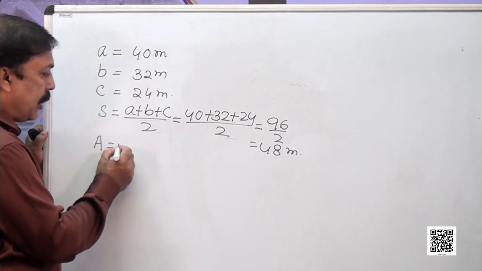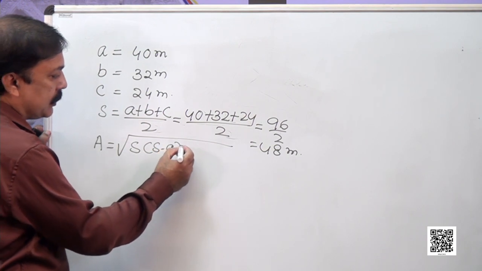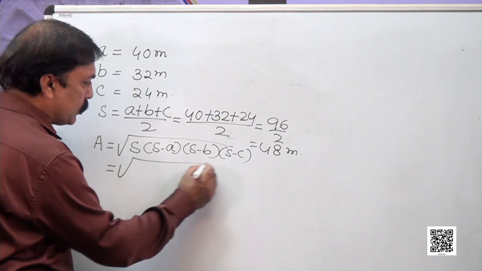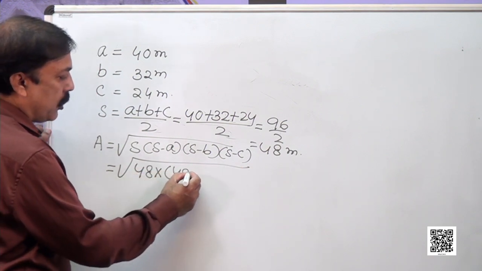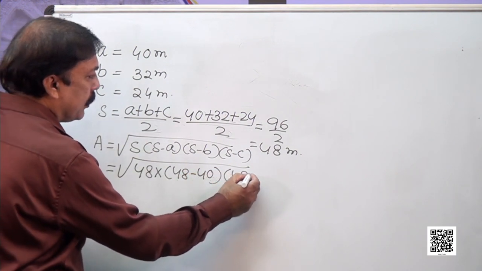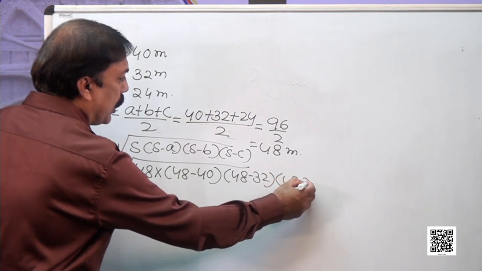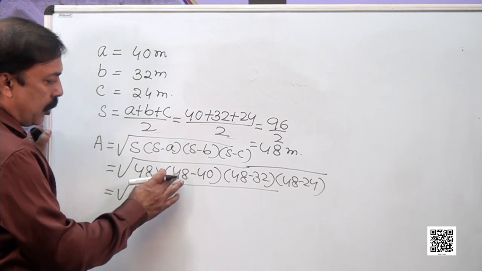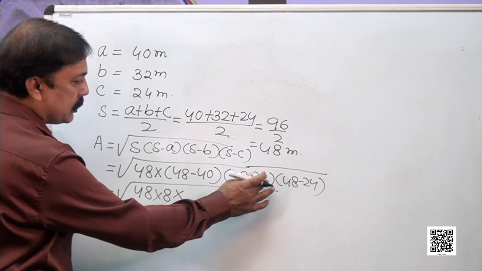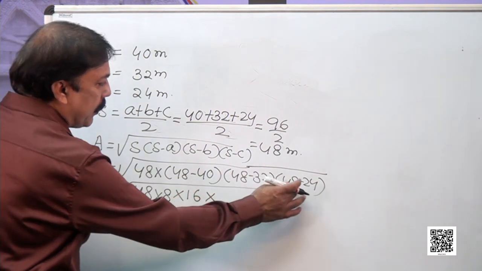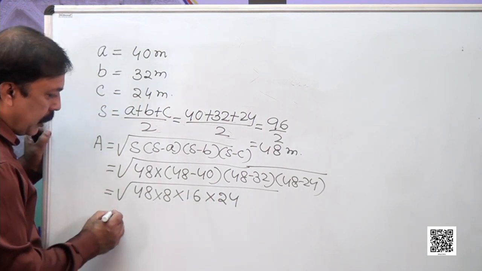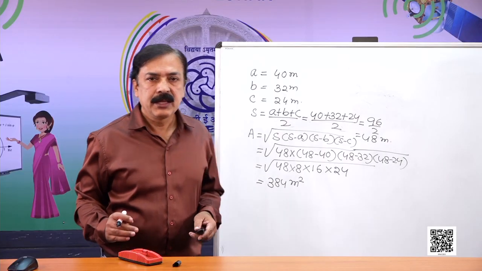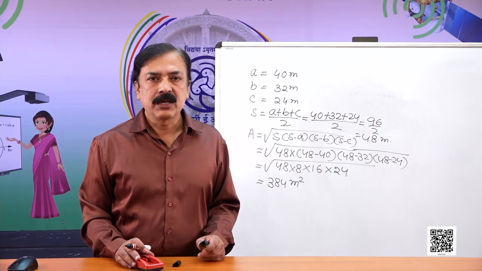Then what is the area? Area is equal to square root of S into (S minus A) into (S minus B) into (S minus C). Now see, this is square root of 48 into (48 minus 40) into (48 minus 32) into (48 minus 24). We can write this as 48 into 8 into 16 into 24. If you solve this, we get 384 meter square. That means the area of this park is 384 meter square.